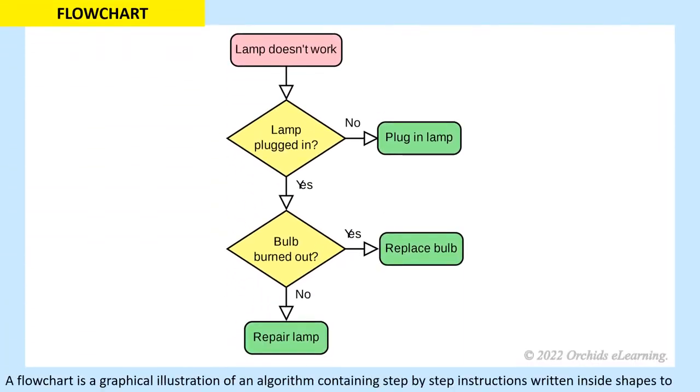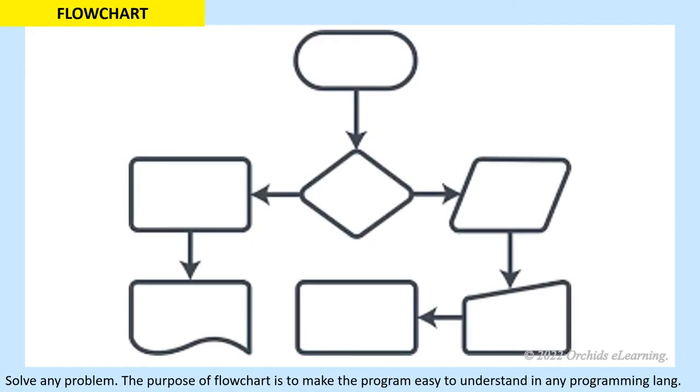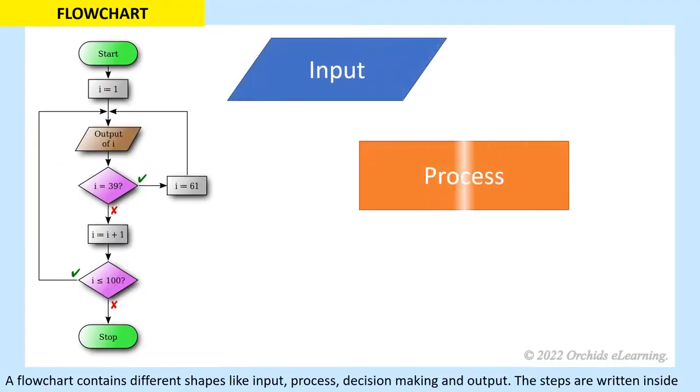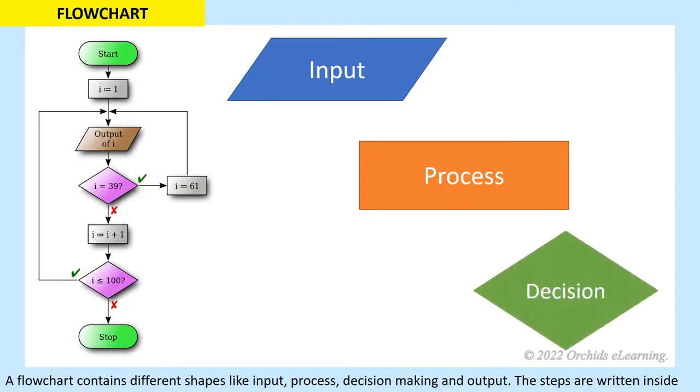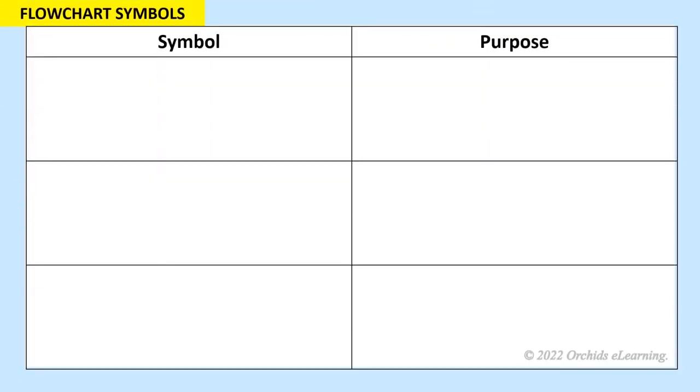A flowchart is a graphical illustration of an algorithm, containing step-by-step instructions, written inside shapes, to solve any problem. The purpose of a flowchart is to make the program easy to understand, in any programming language. A flowchart contains different shapes like input, process, decision-making, and output. The steps are written inside geometric symbols and are connected to each other through flow lines. Let us see the different flowchart symbols.